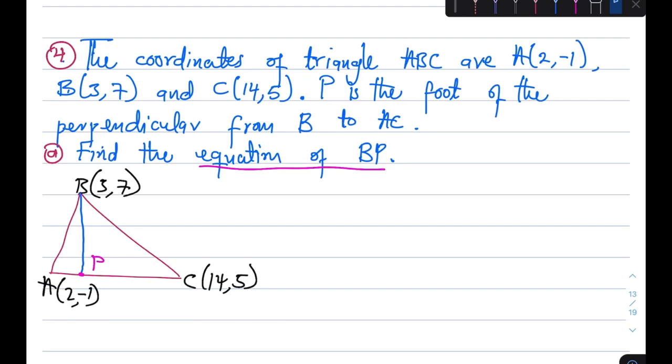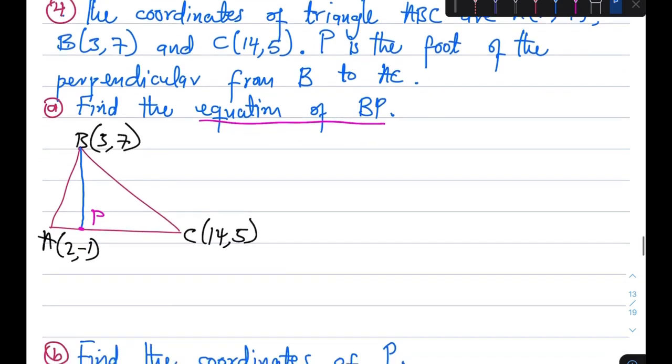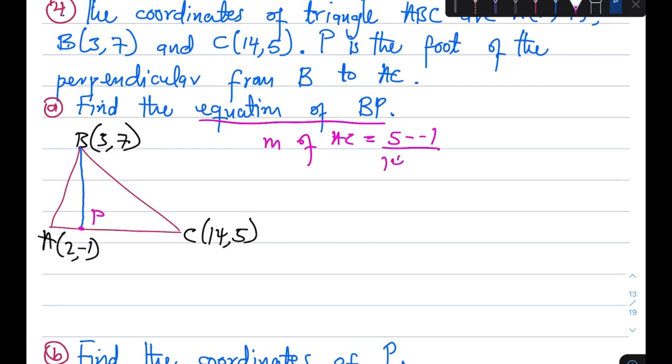What are the facts about this line? For one thing, this line is perpendicular to line AC. So if we know the gradient of AC, automatically we know the gradient of BP. Since we know one point on line BP, which is B, we can find the equation of the line BP. So that's the plan. Let's do that. The gradient of AC will be equal to 5 minus -1 over 14 minus 2, giving us 6 over 12, which is half.